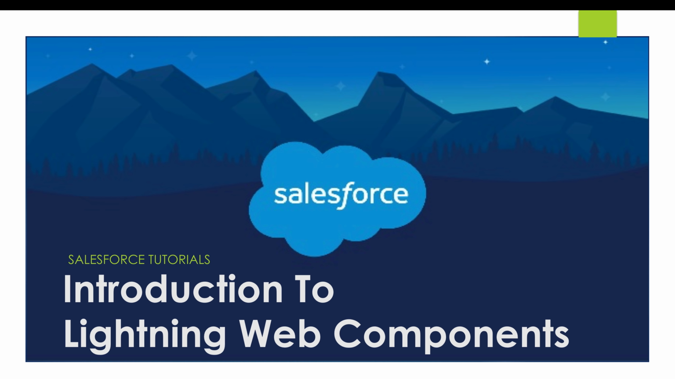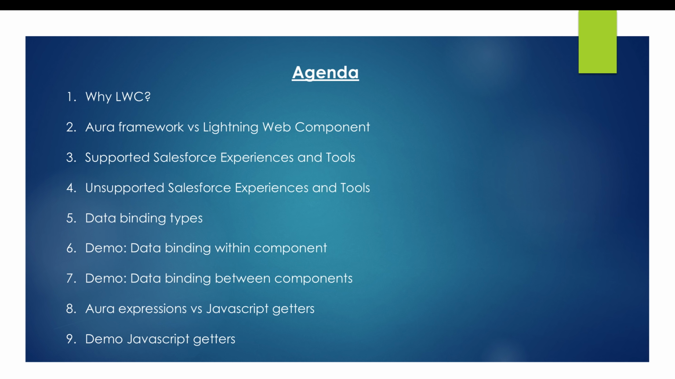So let's go ahead and see what I have for today's session. I'll be covering these 9 points, starting with why LWC, differences between Aura and LWC, supported Salesforce experiences, unsupported experiences, and how we bind data. I'll demo how you can bind data within components and between different components. Then the difference between Aura expressions and the JavaScript getters that we use in Lightning Web Components. And at the end, I'll demo how to use getters. So let's get started.